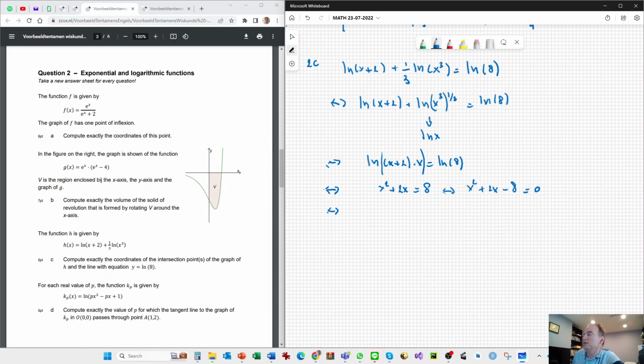Which hopefully you can factorize: minus 2 and plus 4, yeah. Plus 4 equals 0. So that means x is equal to 2 or x equal to minus 4.